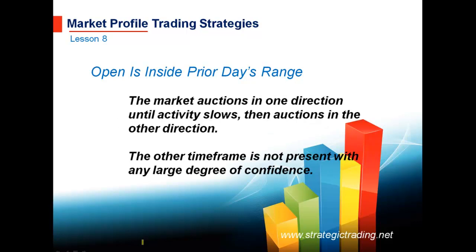All right. The market is going to auction in one direction until activity slows. This is again in that open auction, and the open is inside the prior day's range. I'll show you an example in a moment. The market auctions in one direction until activity begins to slow down, and then it starts to auction in the other direction. This is showing us the uncertainty. We're not quite sure which way we're going to move.